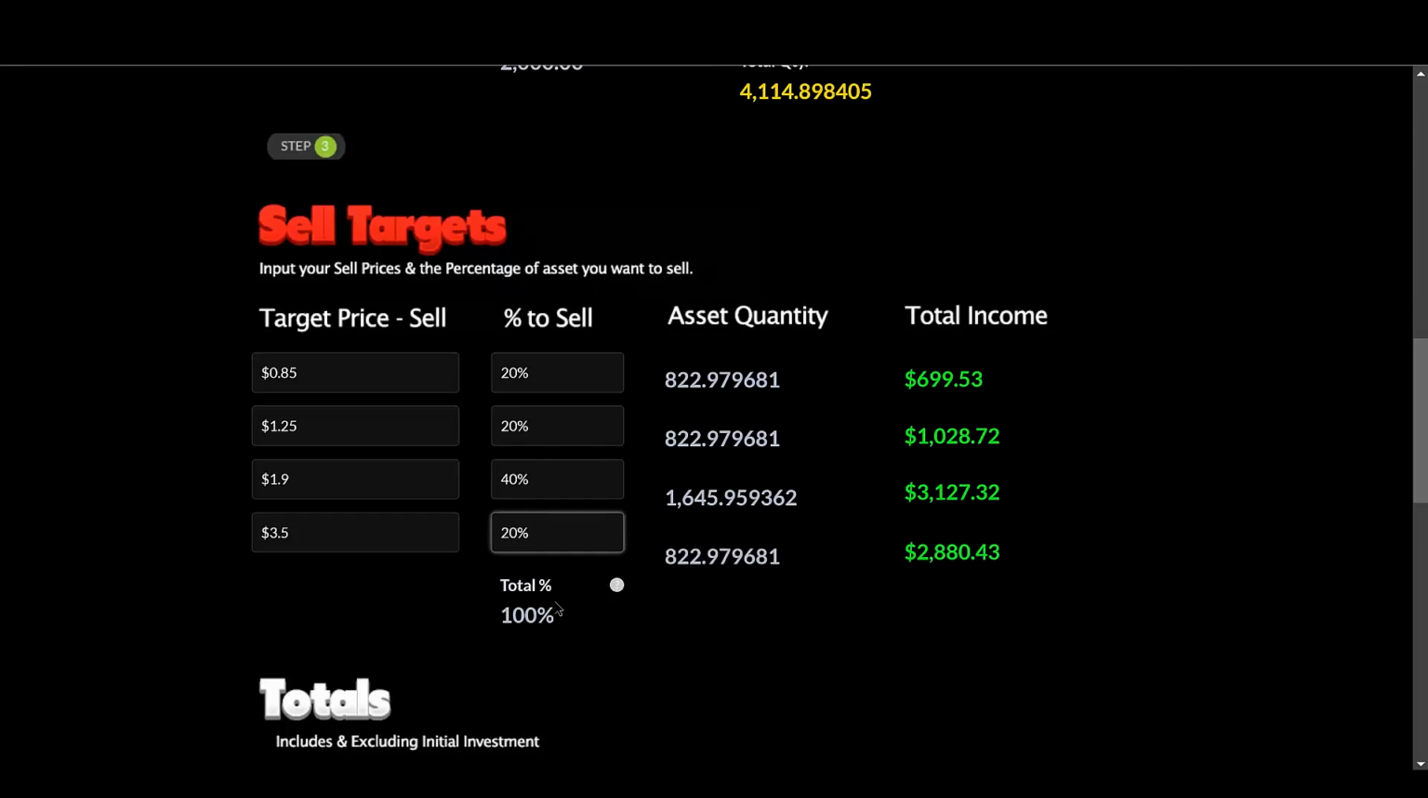Cool thing about the CAT is it tells you exactly how much you need to sell at each stage. So you don't have to think about, okay, how much am I selling? It already tells you that that 20% is 822.9, or say 823 XRP, or you could round it down to 820. And you don't have to think about it if the market's going hot. You just do it. You just put in that amount.